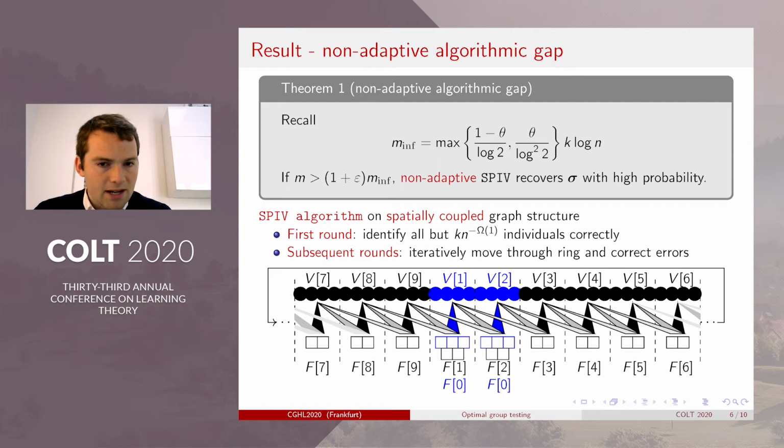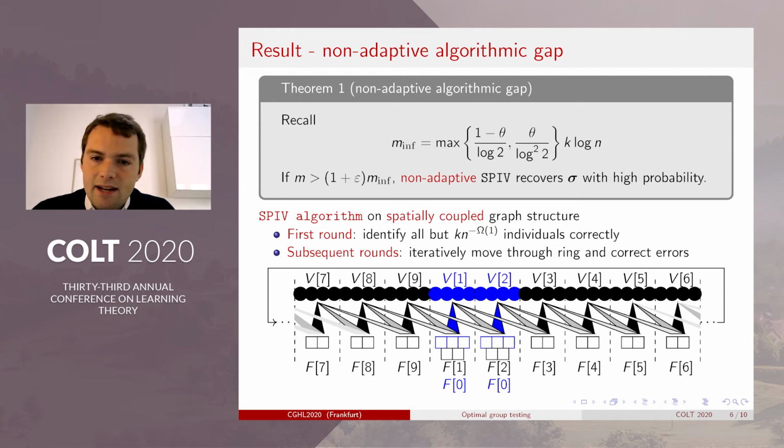How does the spatial coupling idea work? Rather than creating a simple random bipartite graph, we enforce a certain geometric structure on the graph. To be precise, we divide the individuals and the tests into several compartments and arrange those compartments along a ring structure. Now, the crucial point is that each individual only joins tests in its own compartment or nearby compartments.